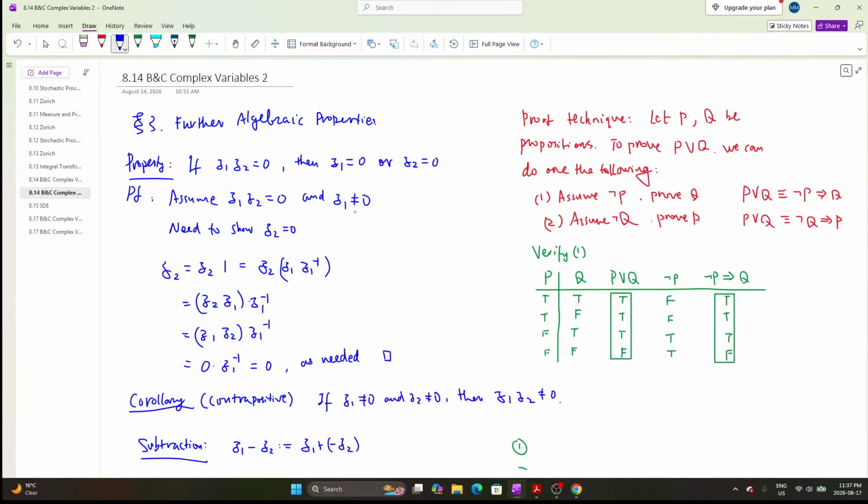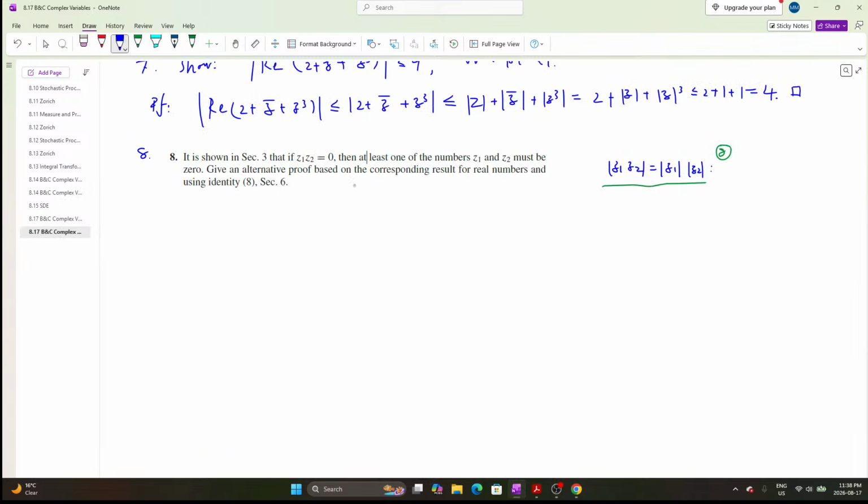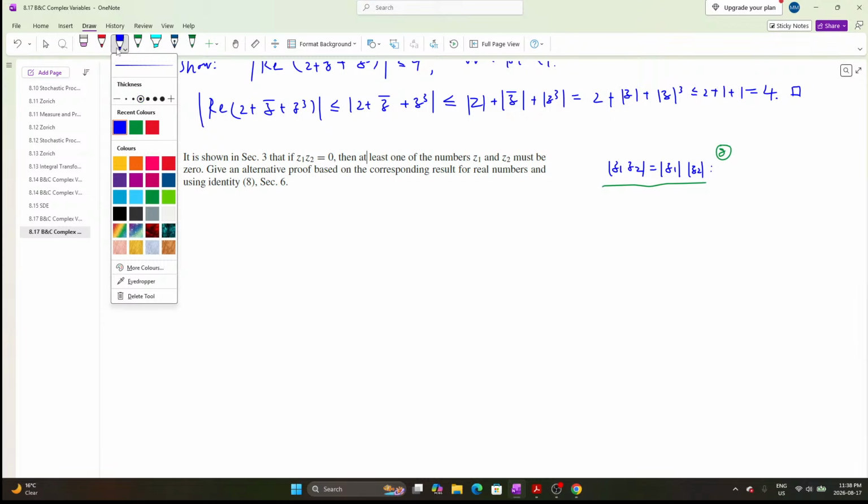There we assume z1 is non-zero. This way z1 has a multiplicative inverse. So you can write z2 as z2 times 1, and 1 can be rewritten as z1 times z1 inverse. Using associativity, you can combine z1 and z2, but by the assumption that is 0. So 0 times z1 inverse is exactly 0. So we have accomplished our goal. Now we have the modulus at our disposal, so let's do it the modulus way.